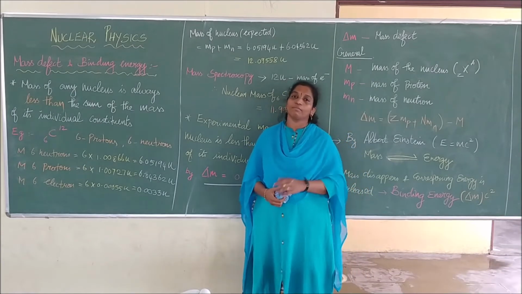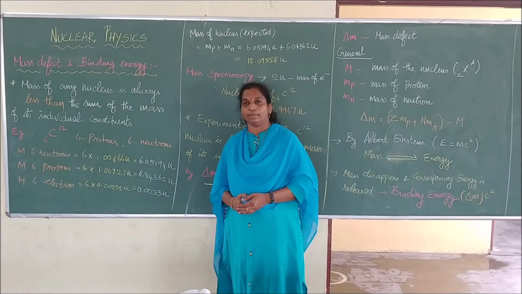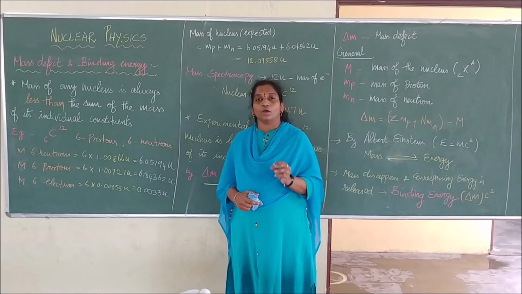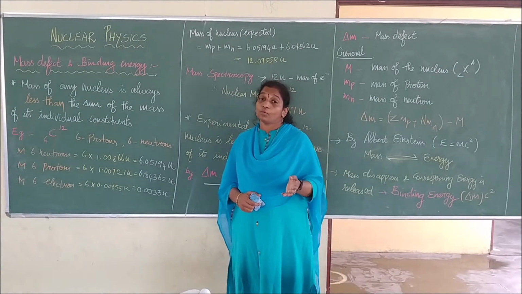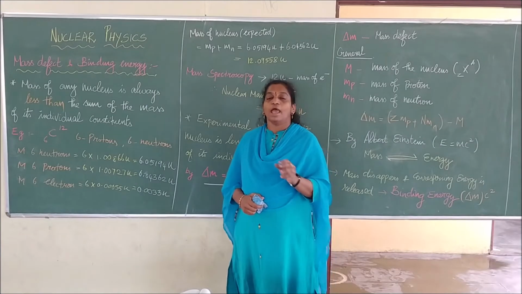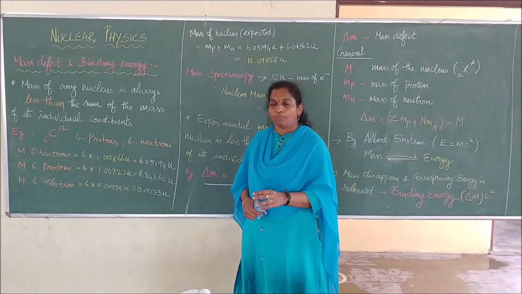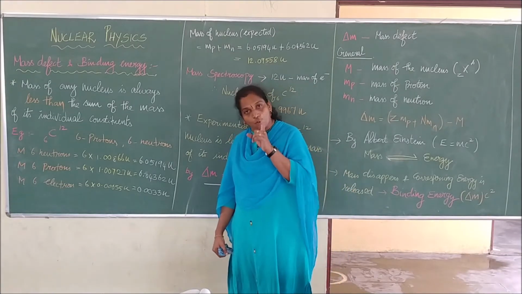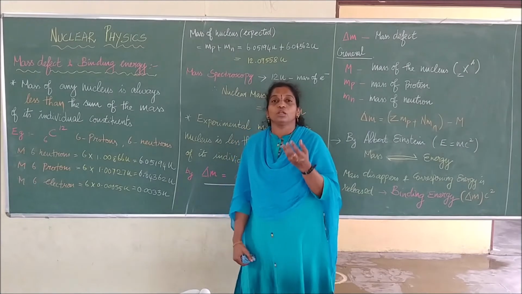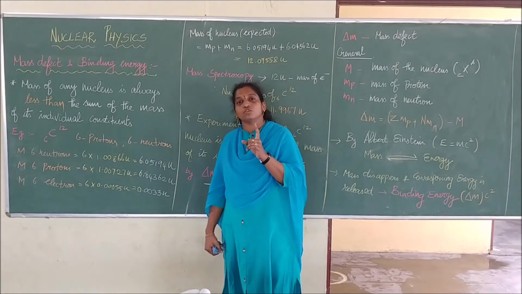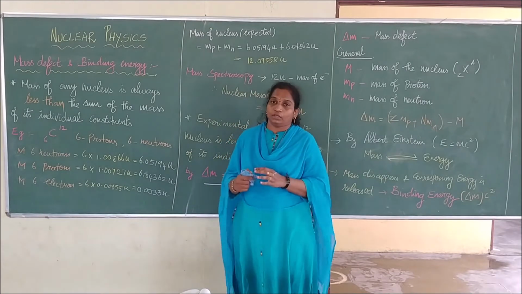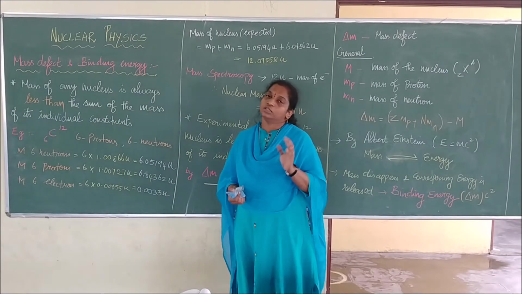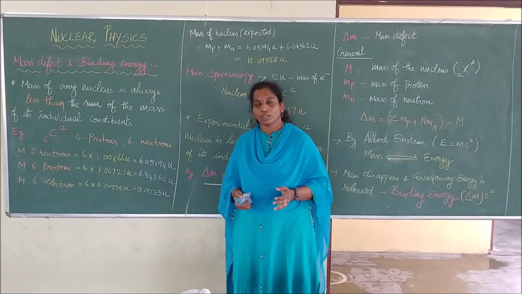If we ask you to calculate the mass of any atom or element, we take the number of protons present and the number of neutrons present. We already know the mass of one proton and the mass of one neutron. We multiply the total number of protons by the mass of one proton, and the total number of neutrons by the mass of one neutron. Then we add them together, because the masses of protons and neutrons together form the mass of a nucleus or atom. Is it clear?